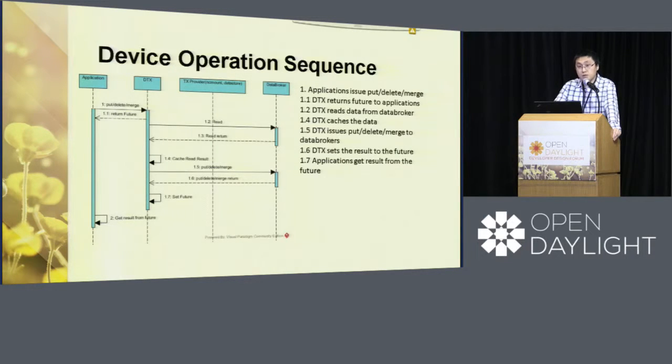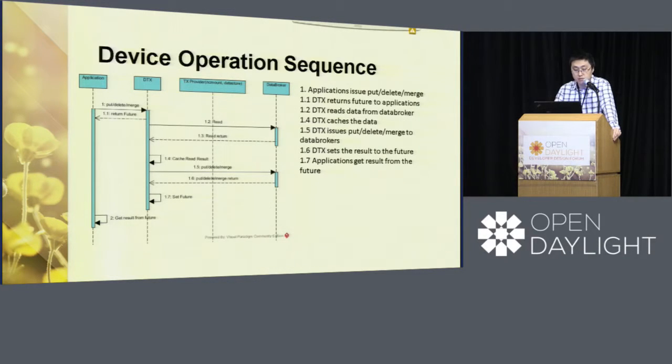Then DTX will read the data the operation is going to operate on from the data broker. After the read, the data broker will issue the real read to a device. This may be a read from a device or from a database. The data will be read from the data broker and returned to DTX, and then DTX will cache the data in the local cache. At this point, the data you are going to operate on is saved in your local cache.